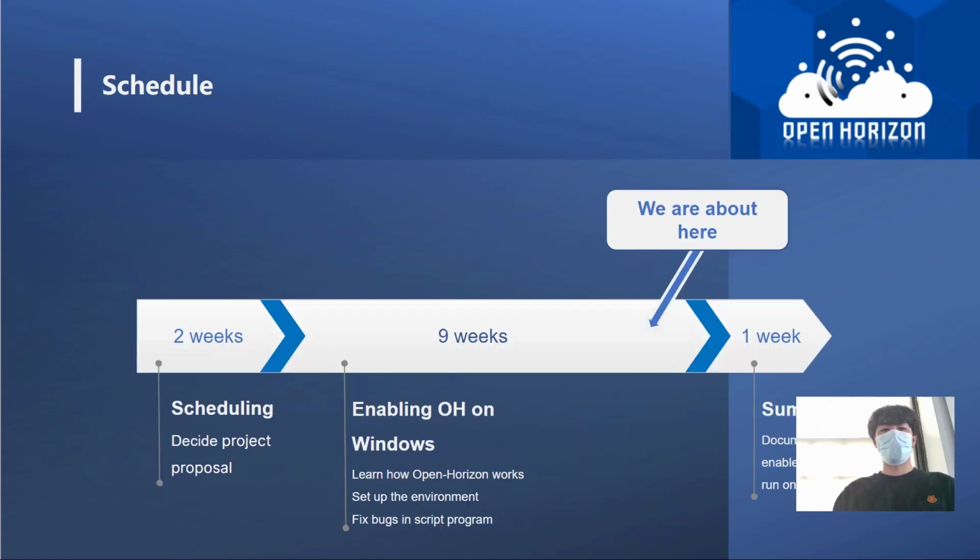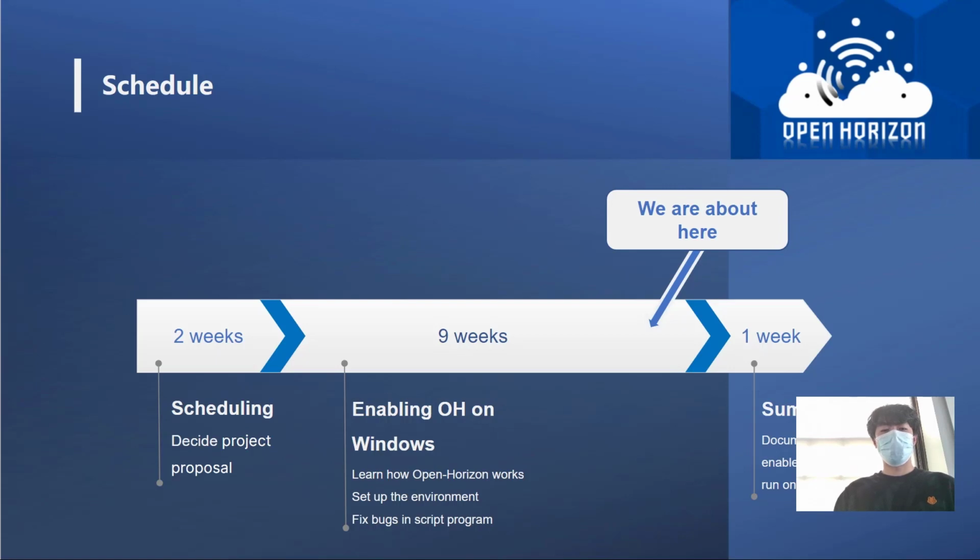And this is our timeline. After joining the team, we used the first 2 weeks to decide on the project proposal and arrange a regular team meeting every Friday. And for the next 9 weeks, we coded out the Open Horizon program and learned how it works. Then we decided to use WSL. WSL is the Windows Subsystem for Linux. We use it as a bridge from the Linux operating system to Windows.